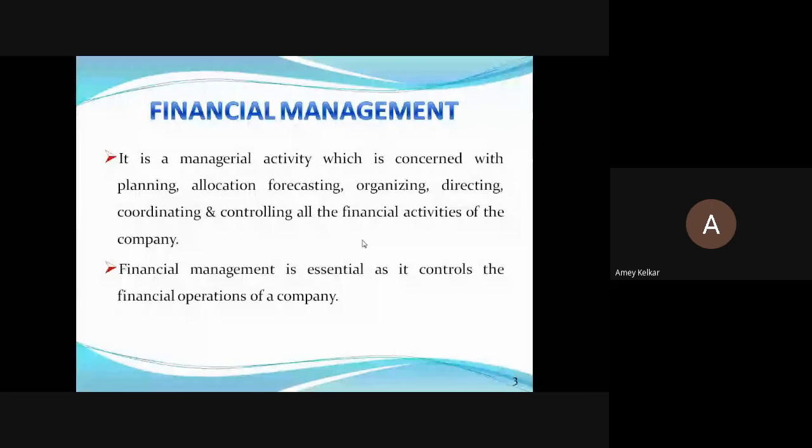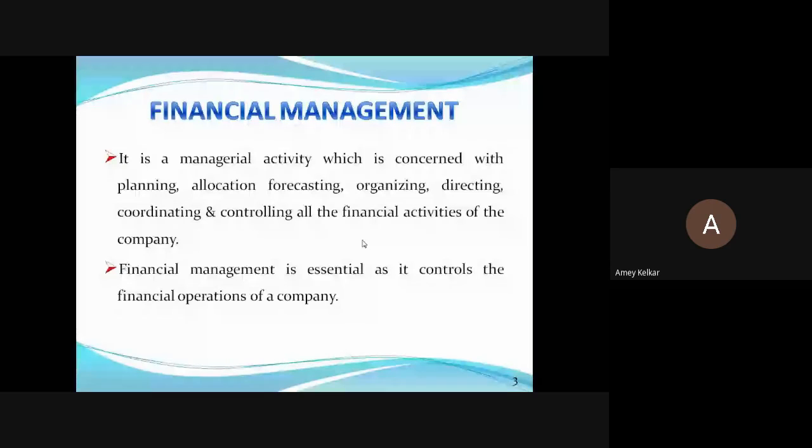Then organizing. Yes, it is a core part of civil engineering, because if you don't have organizing skills as a construction manager, you cannot go ahead with your works. Then directing and coordinating, again an important part of civil engineering, directing and coordinating. And controlling.